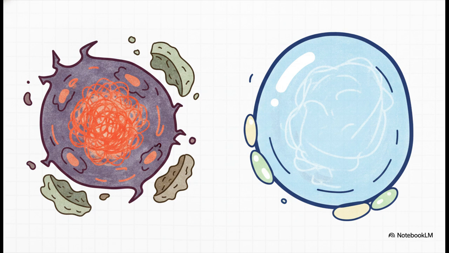On the complete flip side of that chaos, we have vacuoles. These are the giant, peaceful storage tanks holding water, nutrients, and yes, some waste. As we mentioned just a bit ago, in a plant cell, a single central vacuole can be so massive that it takes up 90% of the entire cell's volume. Just huge pools of storage.